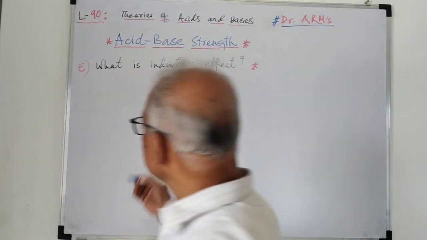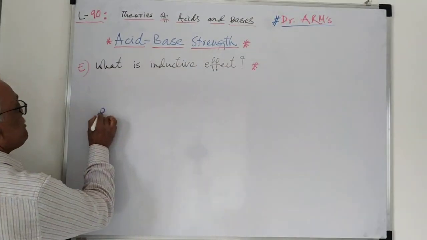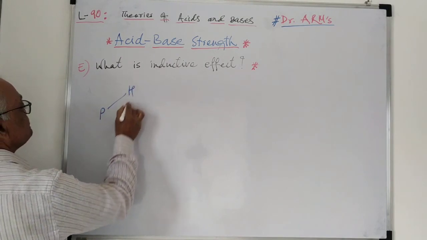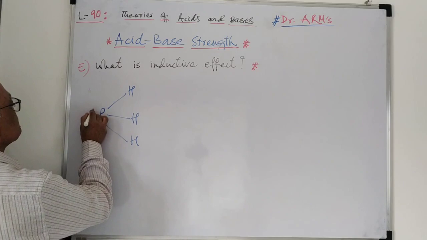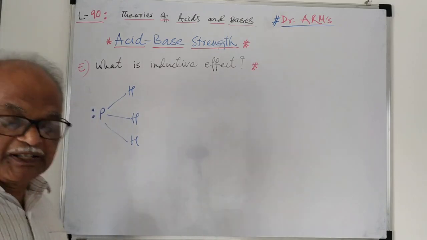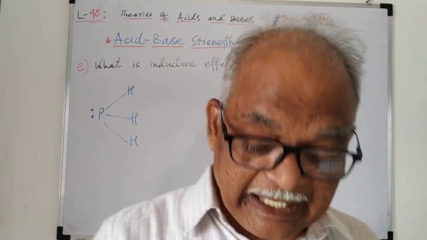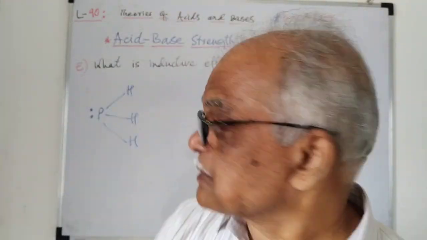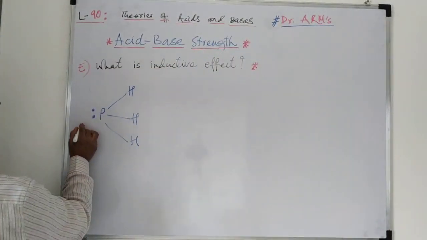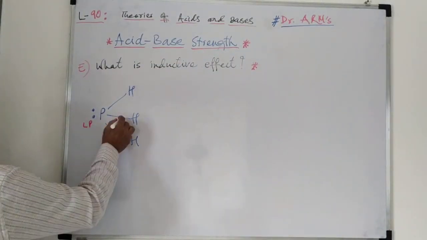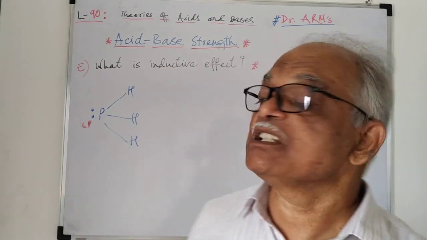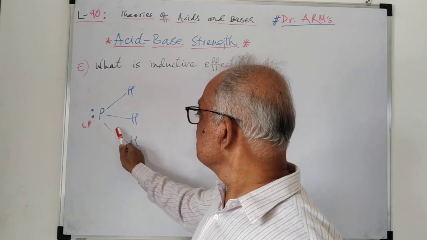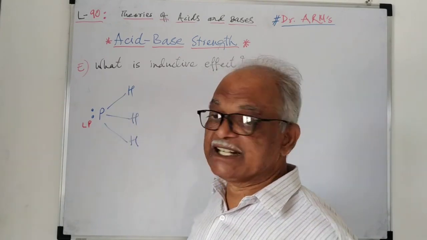For example, if we take this PH3, this phosphorus has a lone pair. So this phosphorus has this lone pair, and these are the pair of electrons which are used for bonding between phosphorus and hydrogen.